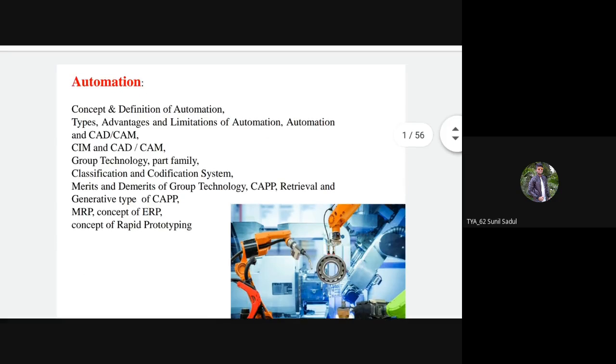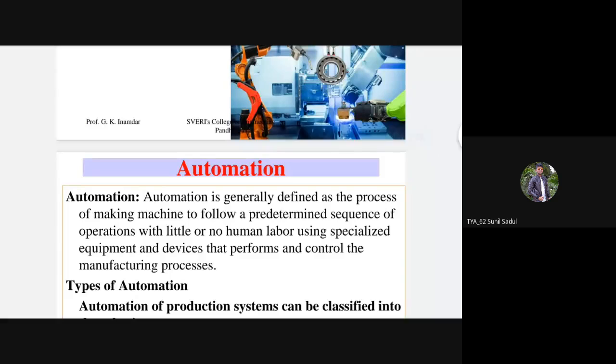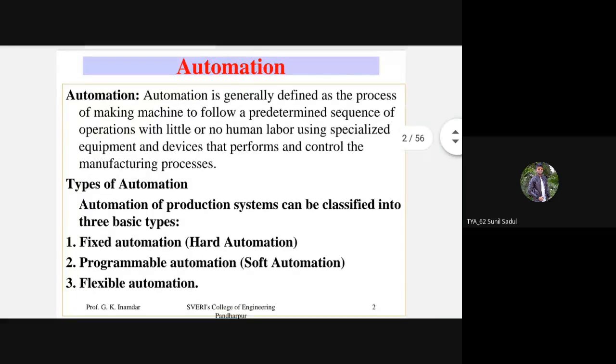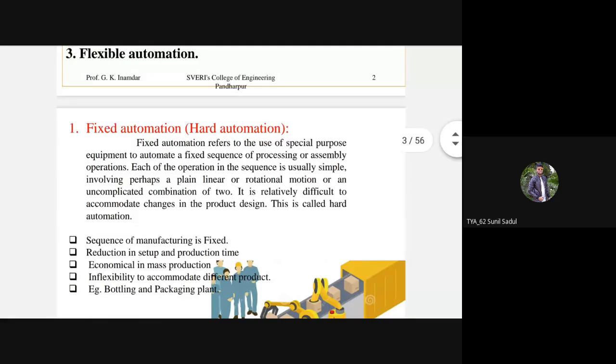So last lecture we started automation. Different types of automation, advantages, disadvantages, and different applications of automation. Basically, there are three types: fixed automation, which is nothing but hard automation, programmable automation, or soft automation, and flexible automation. We discussed them in detail in the previous lecture.